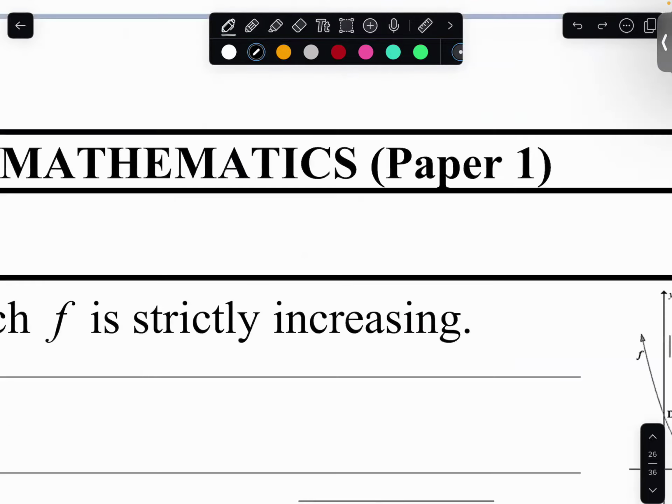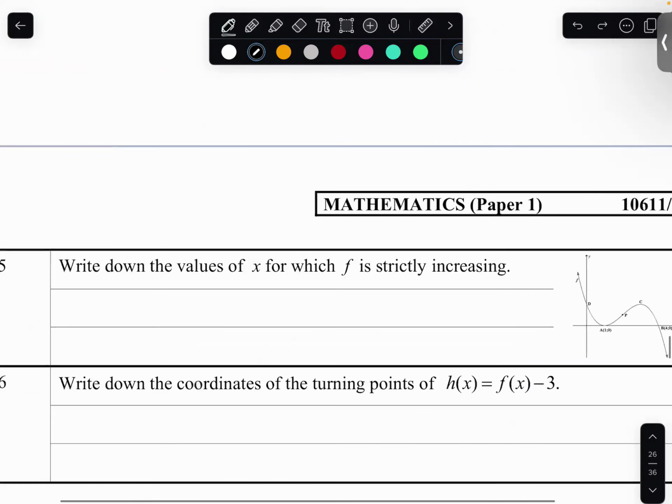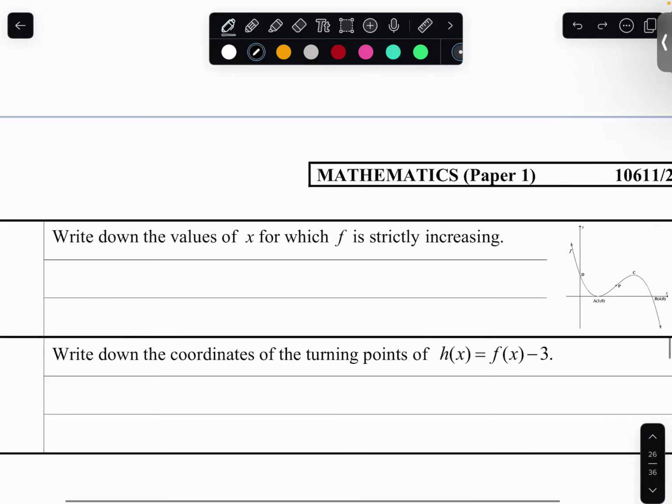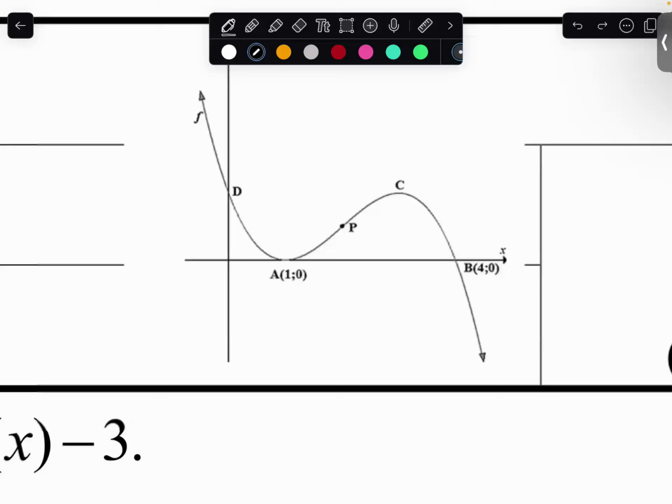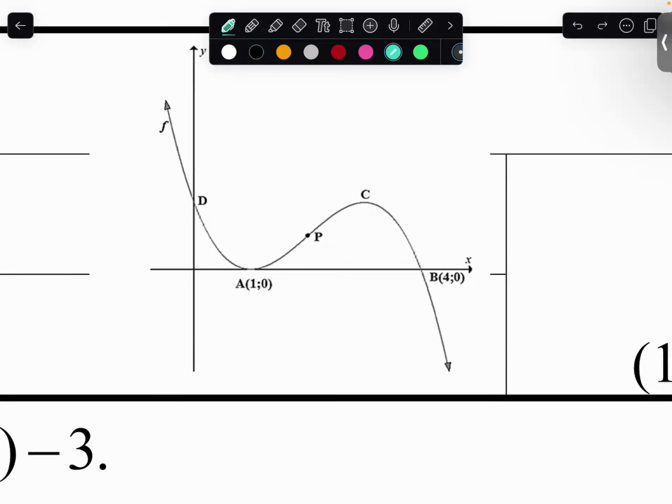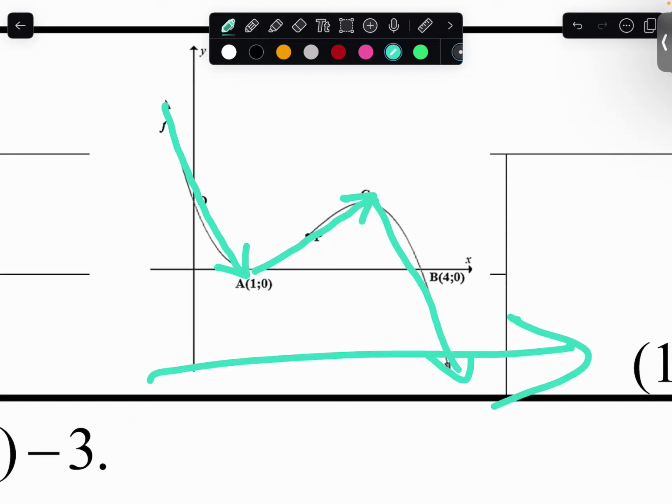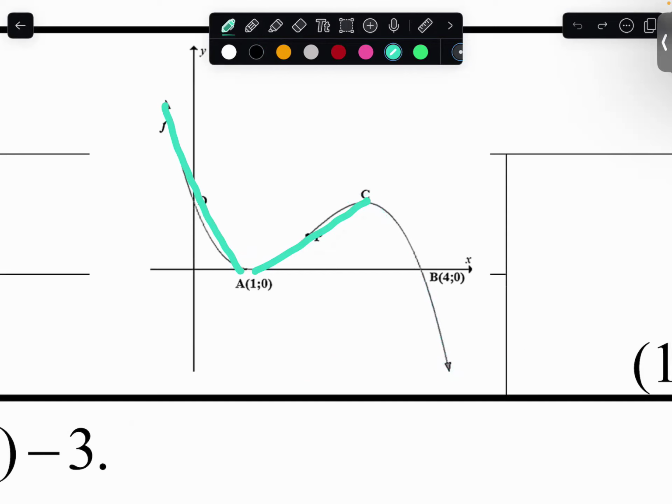All right, 9.5. Write down the values of x for which f is strictly increasing. Increasing, the graph, you just look at it from left to right. It's decreasing here, then it's increasing there, then it's decreasing again. Always look at it this way. Going this way, you have to look at it for increasing, decreasing. It's increasing from this point to this point, from this x value to this x value, which here, this is 3 and 8. Remember that, right?